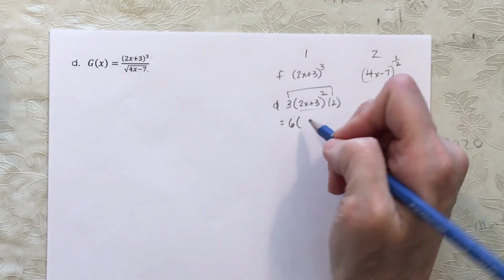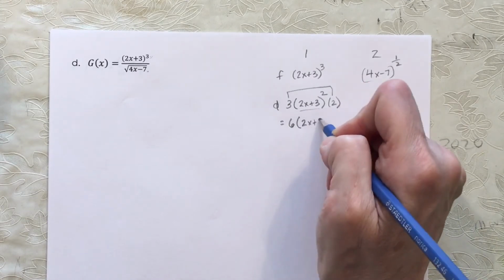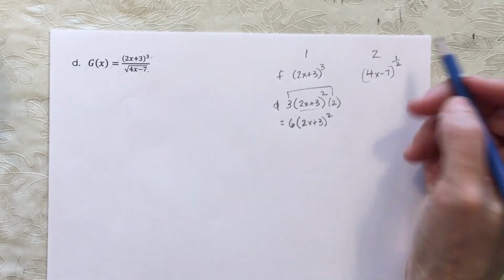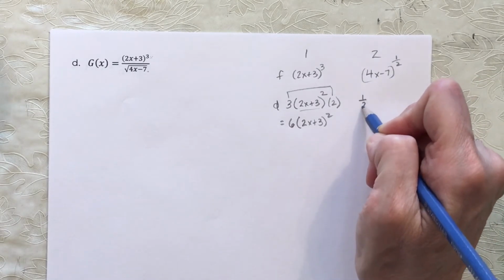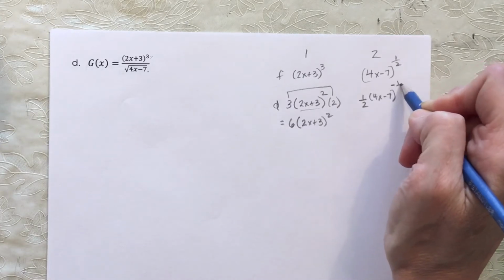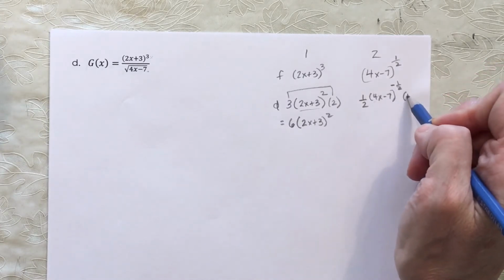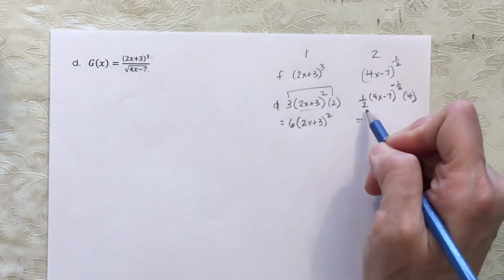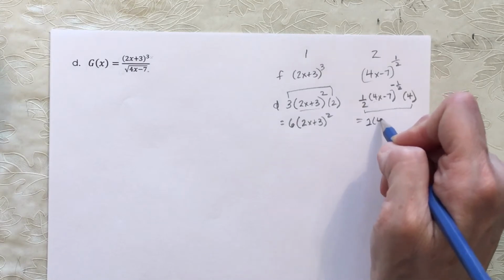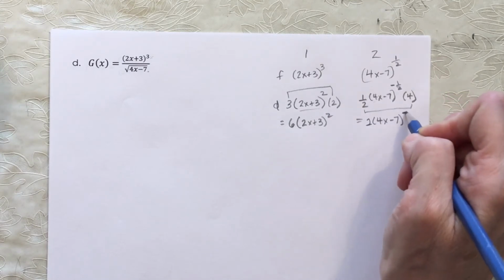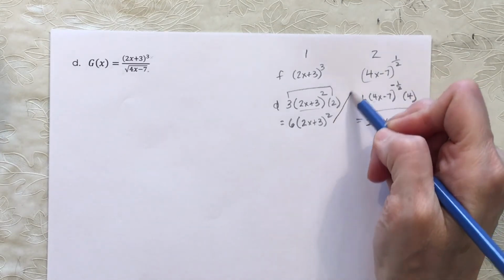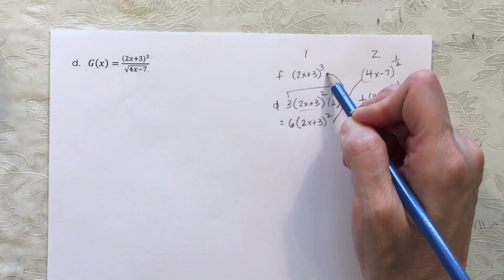Simplify, and you get 6 times (2x + 3) squared. Derivative of the second, chain rule again, so half times (4x - 7) to the negative 1/2 times the inner derivative, which is 4. And then you can multiply a half and 4, and you'll get 2. So then we have our functions and derivatives. So those match up and these match up.